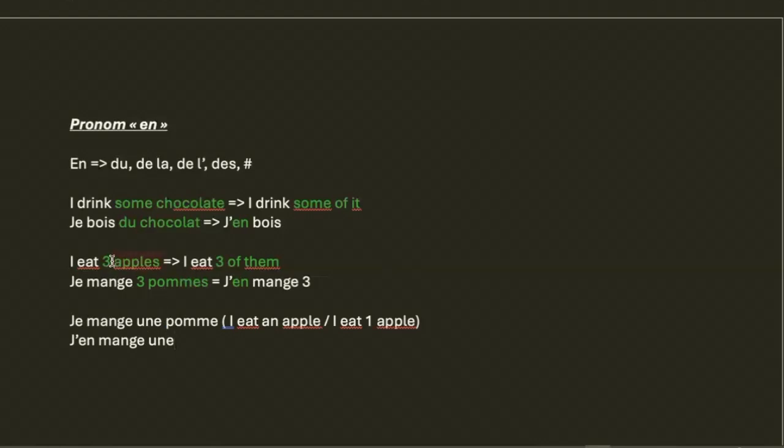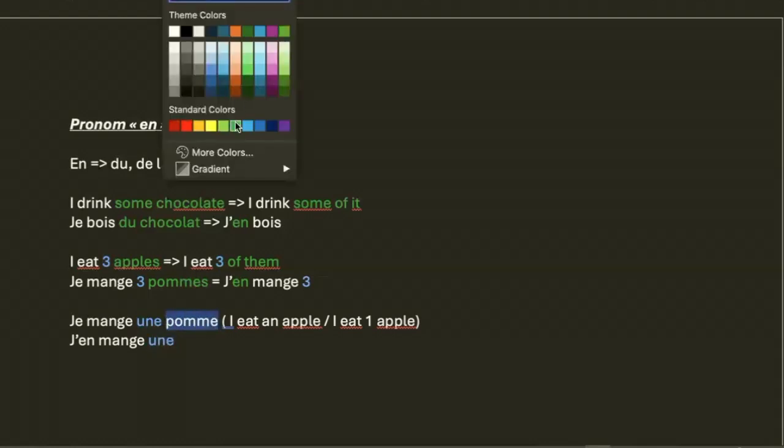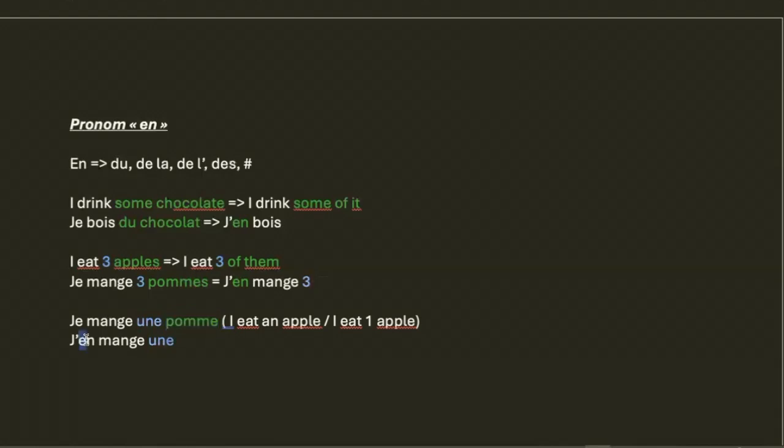So you know what? I'm not going to put the number in green here. I'm going to put that in blue because I want to keep it. And that's going to be the same. But I'm going to put this in green because that's going to be replaced by en. Boom, j'en mange une. Okay? So that's it. The pronoun en, super easy here.